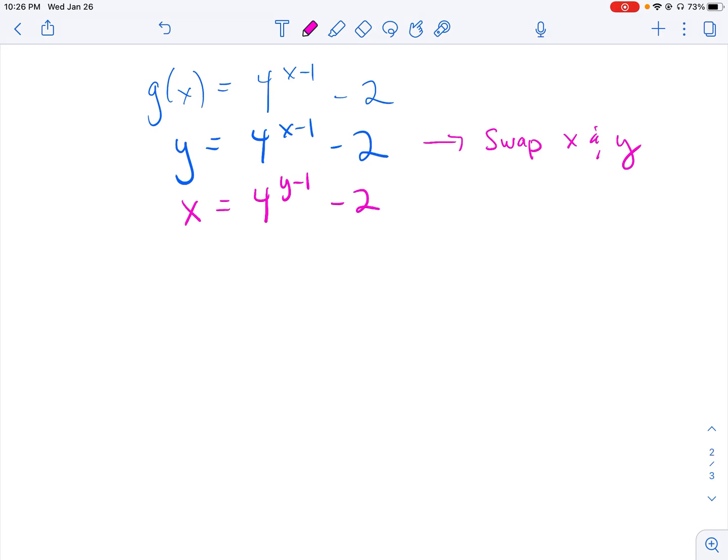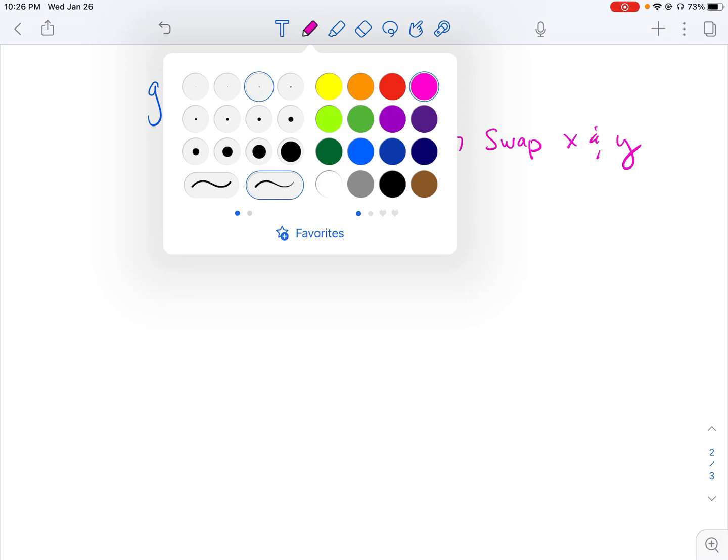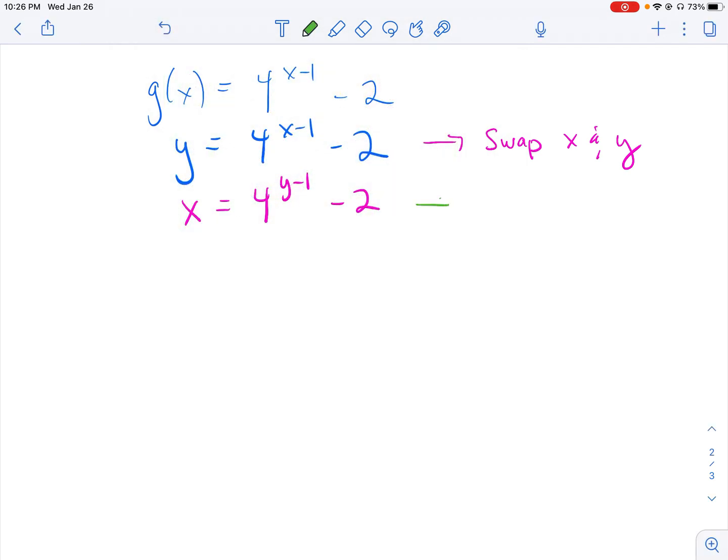So now what is our job from this point? It's to try to isolate y. So in this next step, our job is to try to get the term with y alone. So my next few steps, our goal is to isolate y. So this term has y in it, which is great, but I need to get this 2 on the other side. So I'm going to add 2 to both sides.